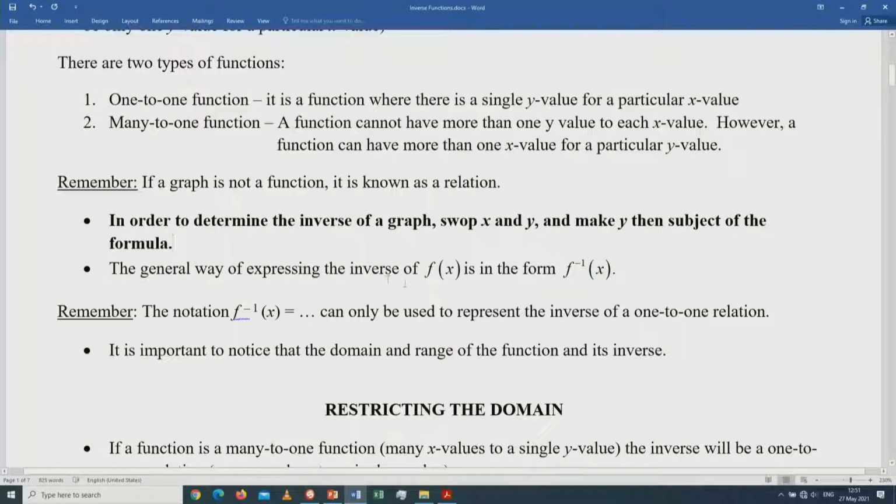How do we denote the inverse? The general expression for the inverse of the function f at x is given in this form. This is the inverse here. You see it has the exponent -1, f exponent -1. That -1 is the notation for the inverse. Sometimes if you talk of graph of g, then it will be g exponent -1, which will represent the inverse of g. If you have h exponent -1, that will represent the inverse of the graph of h. If you've got k exponent -1, then it represents the inverse of k at x, and so on and so on.